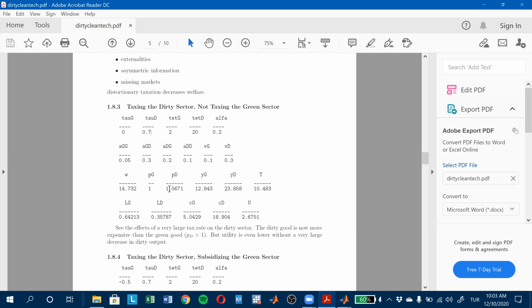what I see is that now the price of the dirty good is larger than the price of the green good, okay? Now there is a more sizable decrease in the output, but still the dirty output level is greater than the green output level, okay? What happens to utility? Well, now I distort the market even more, so utility is even lower, all right? Because again, there is still no externality in the model. I haven't put it in there yet. Okay.